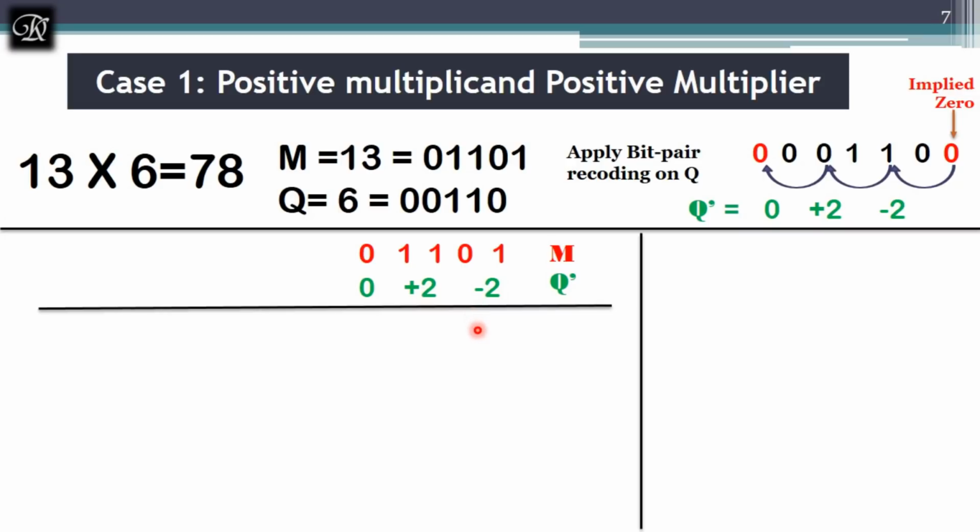Now we'll see how to perform the operation. So this is minus 2. How to get minus 2 here? When you have M and you multiply it with 2, it will be double of that. It means if it is 13, it should be 26. Then first you have to find 26 in binary. So this is 2M.